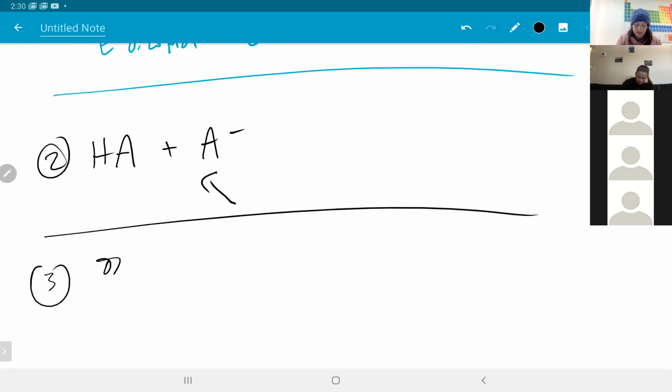The third type is the one that says the percent ionized or percent protonated or percent deprotonated.